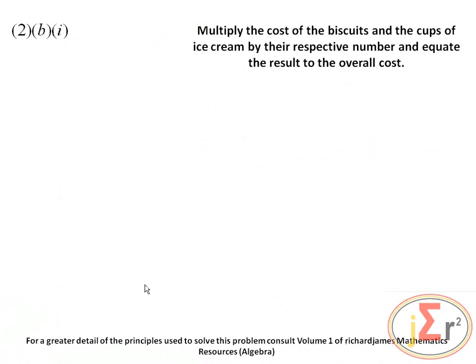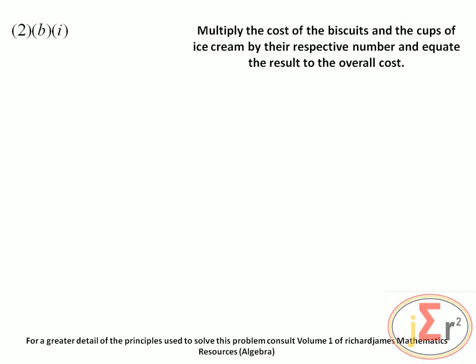This time, as usual, as in recent years, we are going to be solving a pair of simultaneous equations that is given in the form of an applied problem. 1 packet of biscuits and 2 cups of ice cream cost $8, while 3 packets of biscuits and 1 cup of ice cream cost $9.